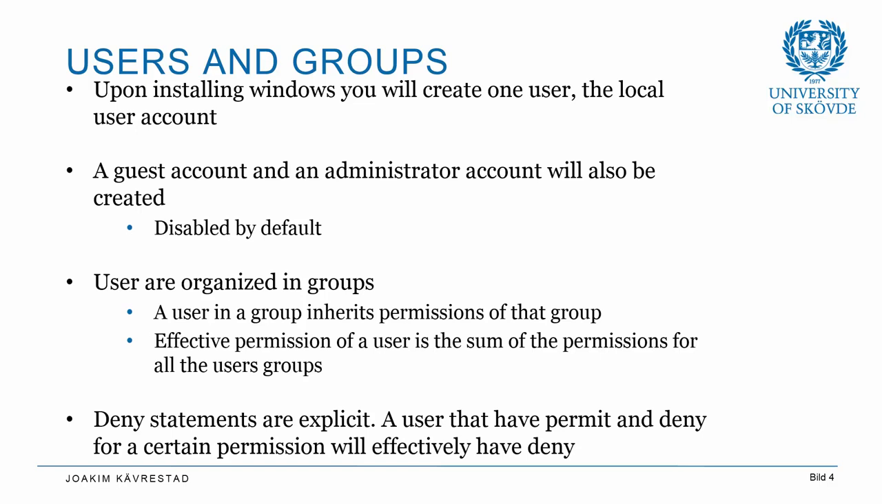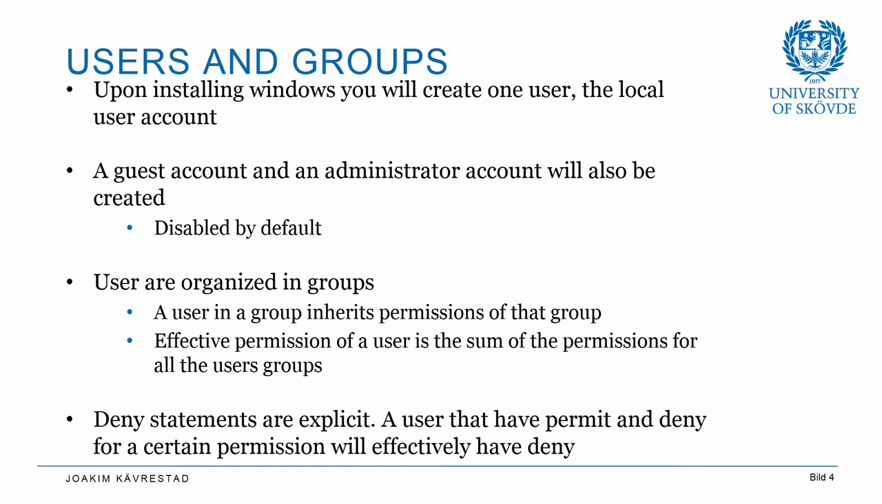Users are then organized in groups. And what's important here is that whenever a user is placed in a group, it inherits the permissions of that group. So the effective permissions of a user is the sum of the permissions for all the user's groups. The common way to work with permissions in Windows is that you create groups for different tasks, and then you give permissions to the groups.